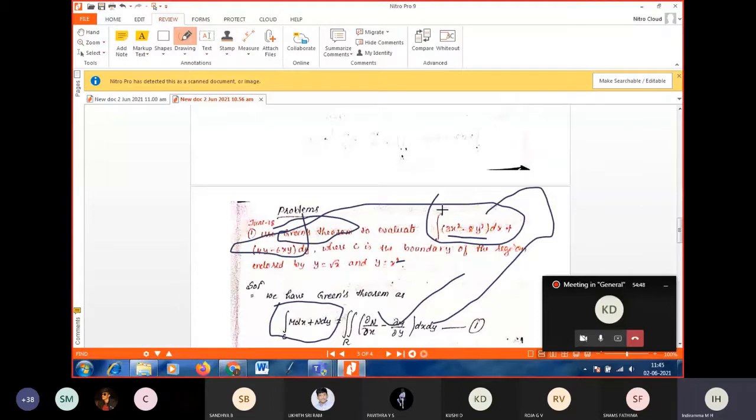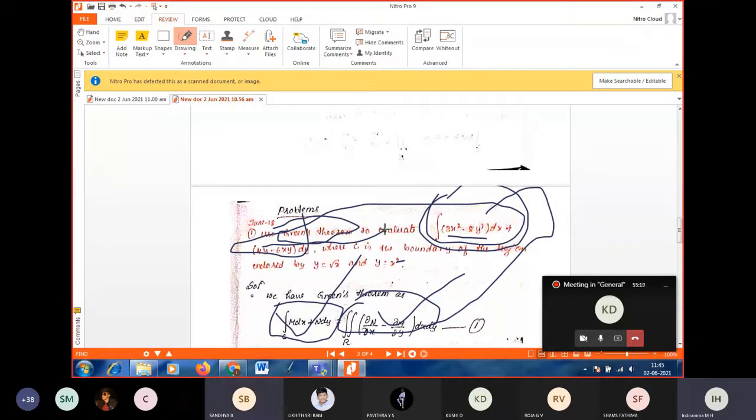If they are given a double integral and ask to evaluate it using Green's theorem, then we have to use the single integral to evaluate it. This is the meaning of Green's theorem. Did you clear? So they are given a single integral. If you evaluate the given integral directly, what is the use of Green's theorem? Right? Hello?